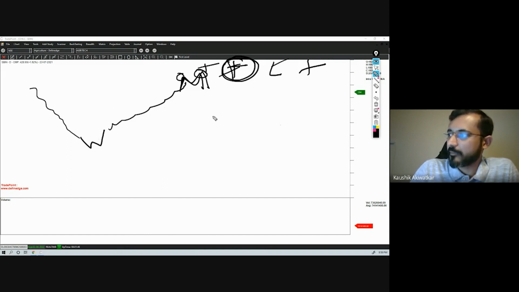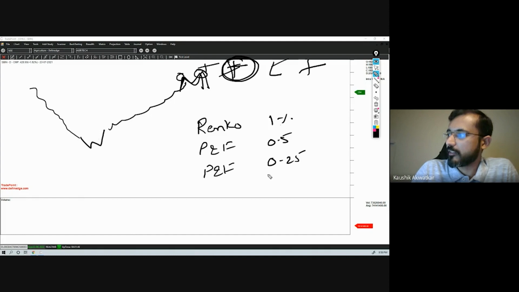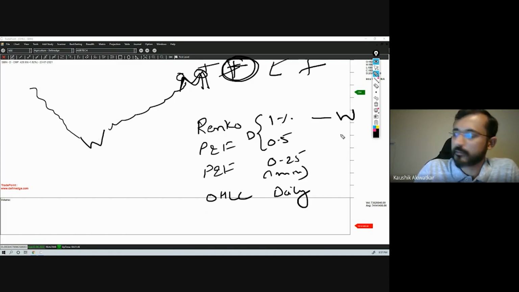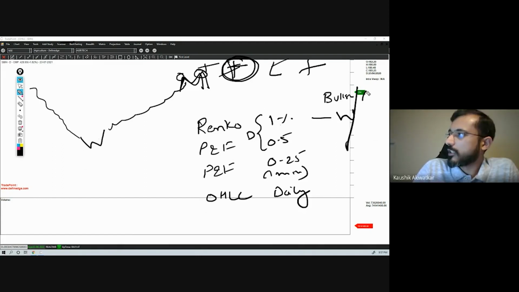So we are making a trade plan. So in 1%, I'll first go to Renko 1%, P and F 0.5, P and F 0.25, 1 minute. OHLC daily. Right. All this are also daily. Yeah. Right. This is daily. So in Renko, what we are checking? W pattern for bullish trade. So here, bullish, bearish. So on Renko, we are looking at M pattern.